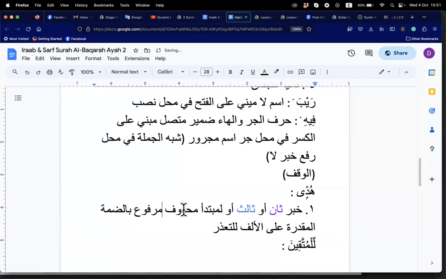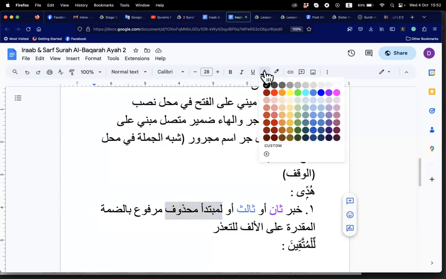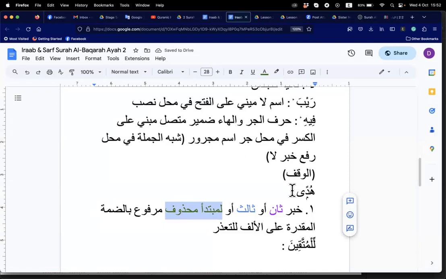Okay, then maybe I put green. So maybe this is basically a new sentence. So you can have it as, for example, in the translation later. And whether you say khabar thani or khabar second or khabar third or khabar to a mubtada that's not there, it's all going to be marfu bid-dhamma al-muqaddarah. The other one that the sister was saying is basically fi mahalli nasab. So it is hal, not fi mahalli, sorry, we won't say that.